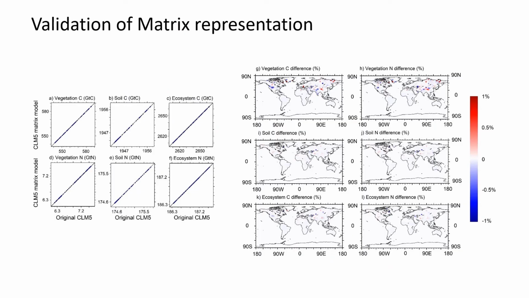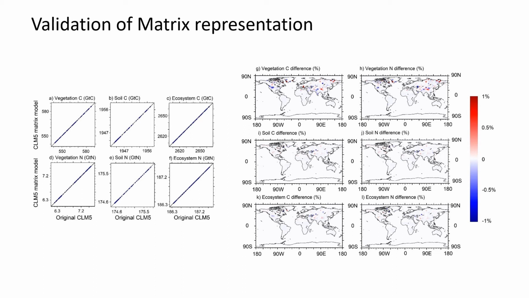Carbon and nitrogen cycles in the original CLM5 model are fully preserved in the matrix version. To check whether the matrix equation works correctly, the carbon and nitrogen storage from the matrix model was compared with the original model. Carbon and nitrogen storage in total ecosystem, vegetation, and soil organic matter from the matrix model matched well with those from the original CLM5.